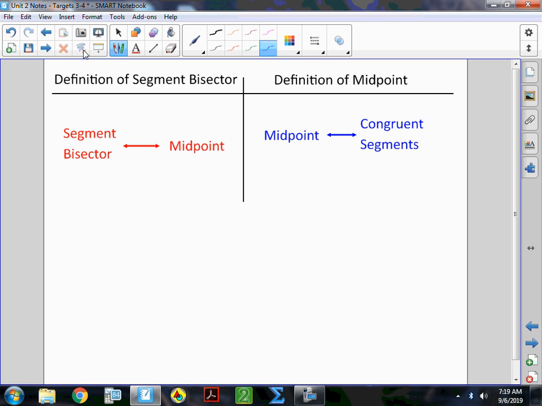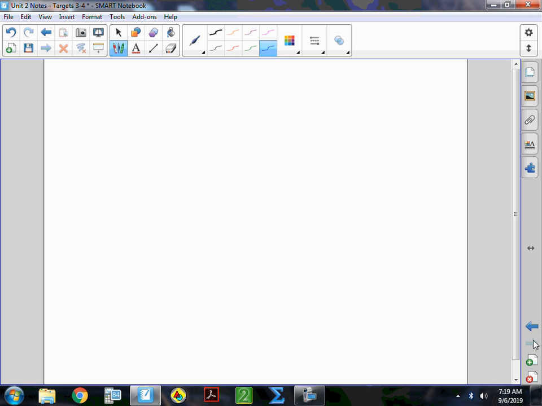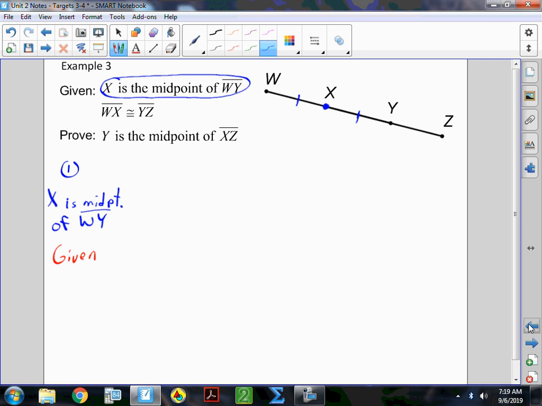But what I really want to do, because I have a bunch of congruent segment things, is say that because I have a midpoint, I have congruent segments. So if X is a midpoint, then I know that WX as a segment is congruent to segment XY. That's my definition of midpoint.